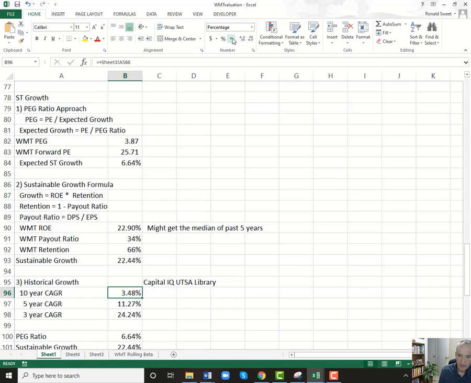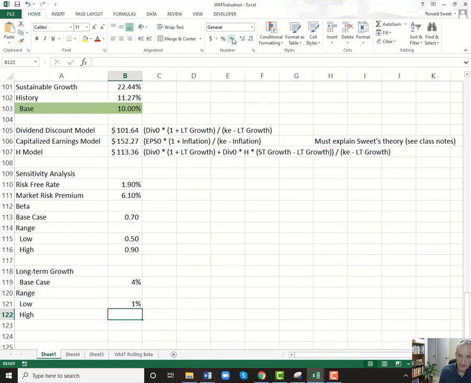So their 10-year was 3.48. 5-year is pretty strong, and the 3-year is pretty strong, but that's more of a short-term growth rate. This is a long-term growth rate. We can't definitely grow that fast. I think 5.5 is about the best we can go there. When you do your own company, obviously you can come with your own ranges.